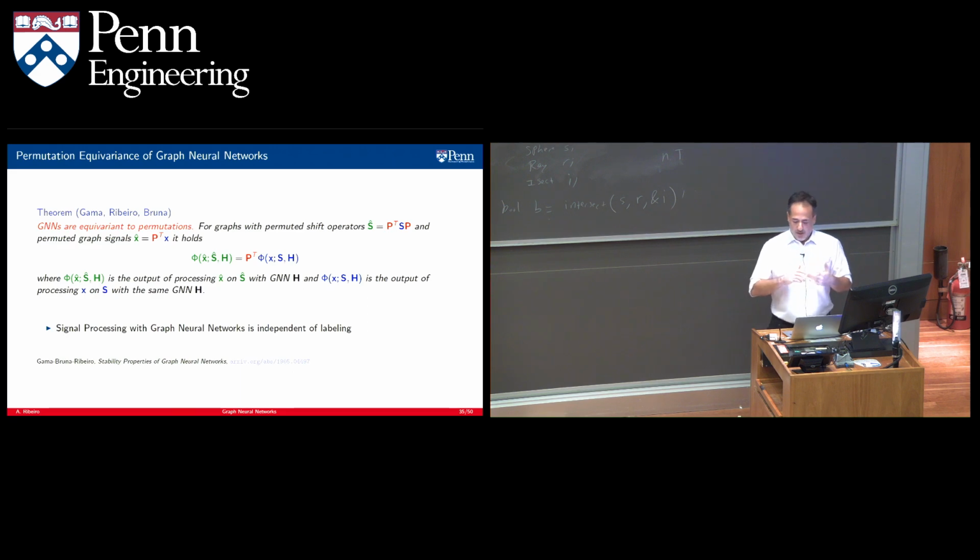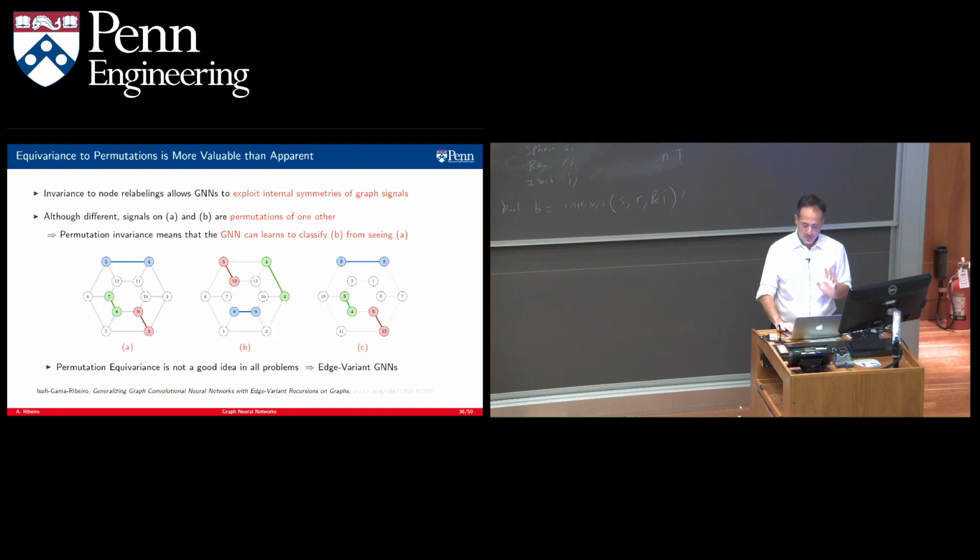Okay? In summary, guys, what is happening here that is interesting is that signal processing with graph neural networks is independent of labeling. Now, that sounds a little underwhelming, perhaps, but let me point out that the equivariance to permutations is an asset that is more valuable than you think it is.